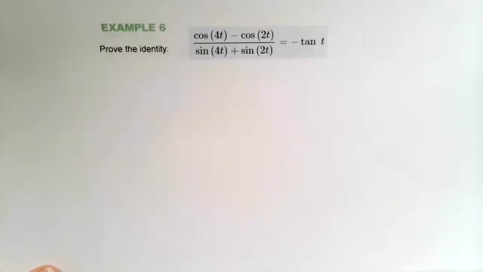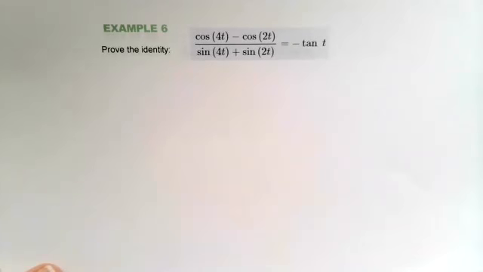In this video, we're going to go over the examples that deal with using those formulas to prove identities. So our example 6 says, prove the identity. In the numerator, we have cosine 4t minus cosine 2t. In the denominator, we have sine 4t plus sine 2t. And on the right-hand side, we have a negative tangent t. Okay, that is again a pretty straightforward example.